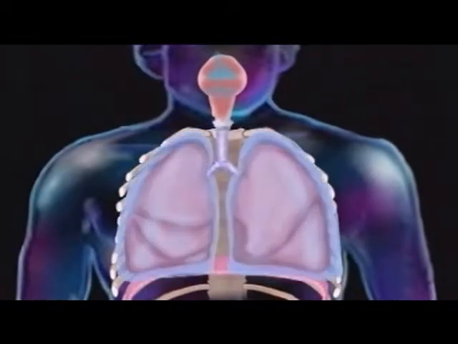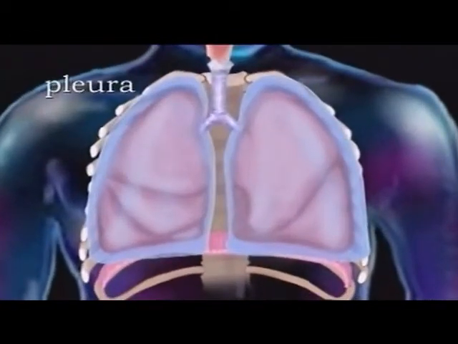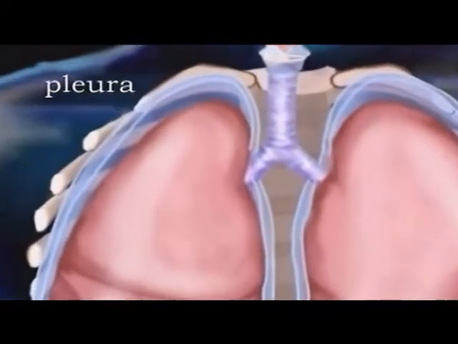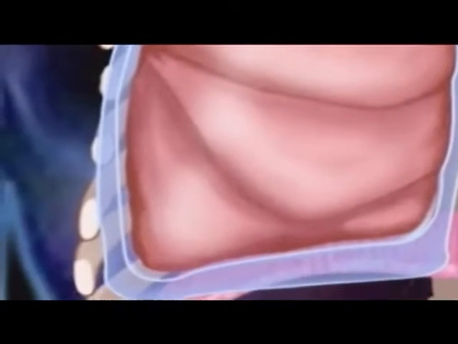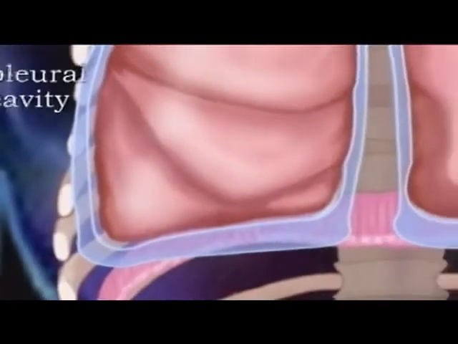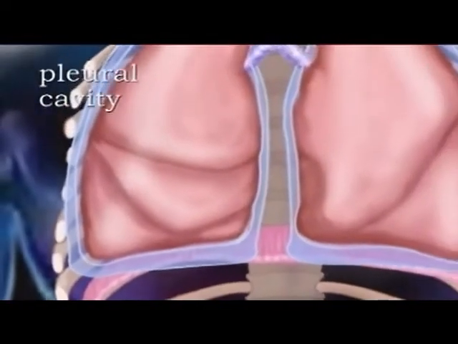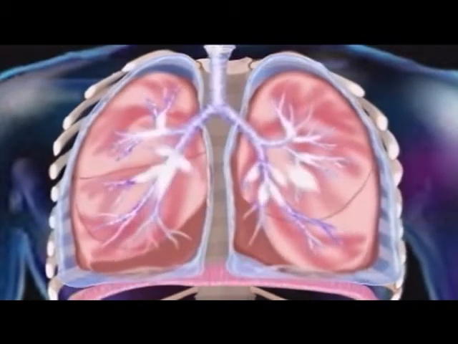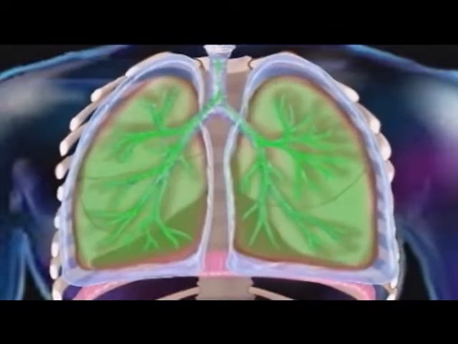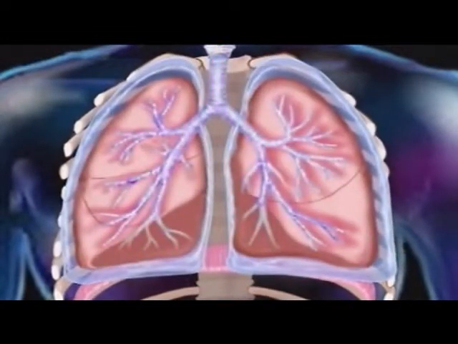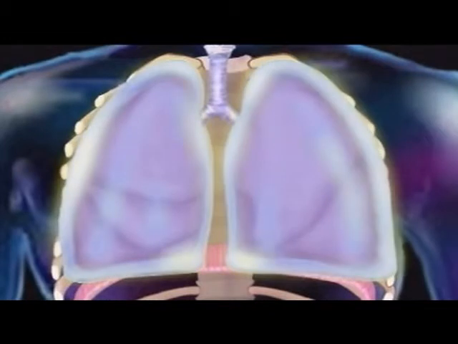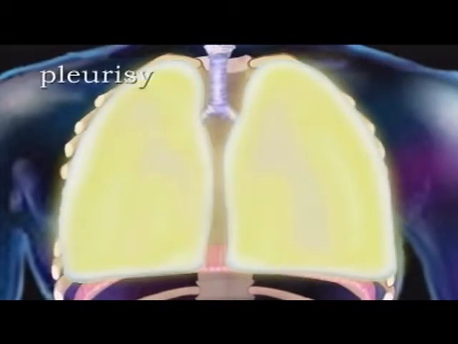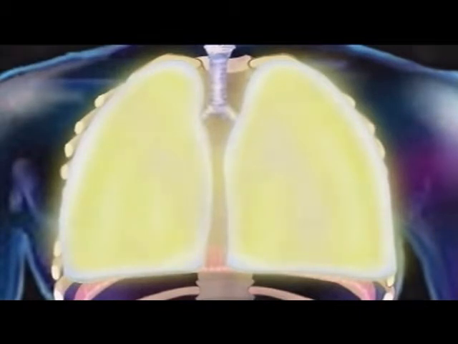Each lung is enclosed by a double-layer membrane called the pleura. The inner layer is connected to the lung itself. The outer layer is connected to the chest wall, forming a sac called the pleural cavity. When we inhale, the lungs expand and fill the pleural cavity, which contains lubricating fluid. An inflammation of the pleural membrane, called pleurisy, can be caused by pneumonia and lead to respiratory failure.